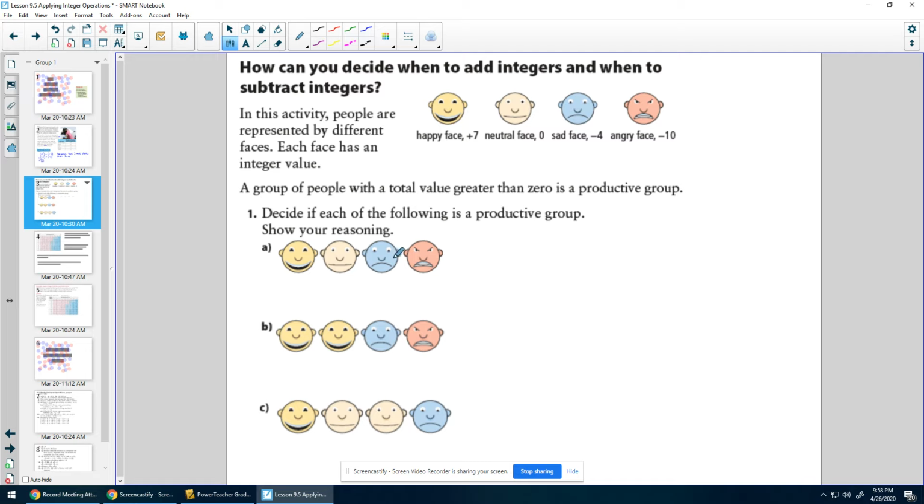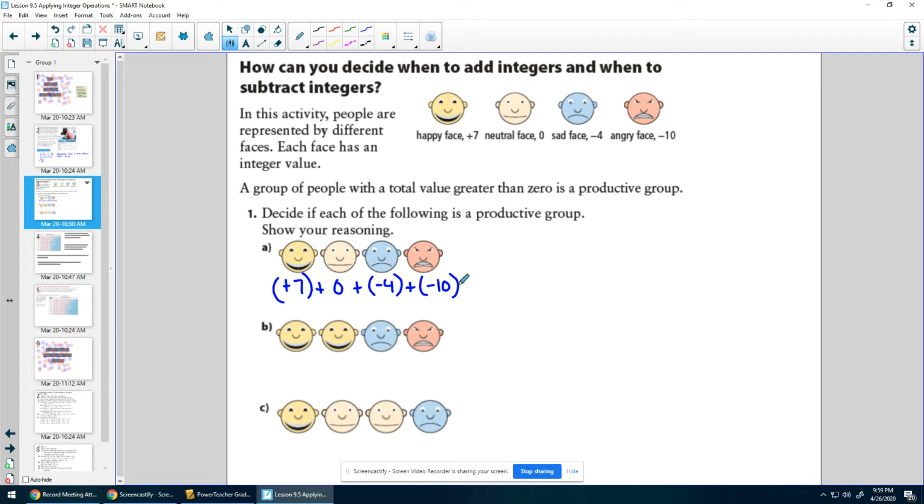Decide if each of the following is a productive group. Show your reasoning. So here, we need to look at what the values of each of these faces are. So we know, using our chart up here, or a legend, this yellow happy face, +7. And we're adding a neutral, so 0. And we're adding a sad face, which is -4. And then we're adding an angry face, which is -10.